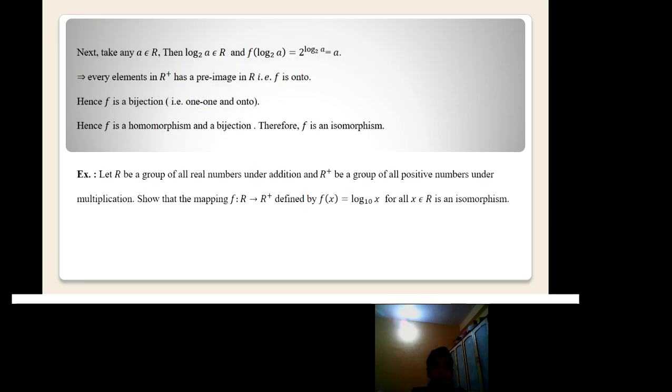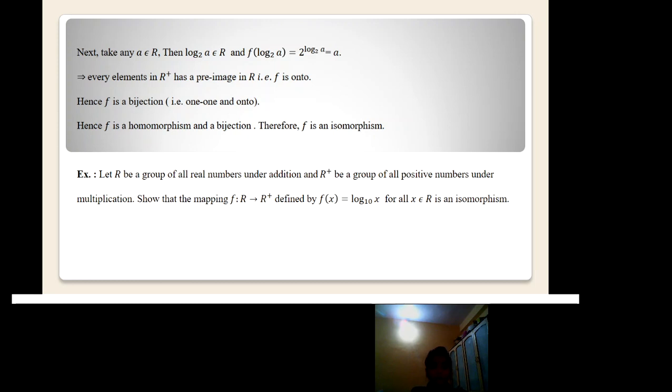Next, take any a belongs to R+, then log a to the base 2 belongs to R, and f(log a to the base 2) = 2^(log a to the base 2) = a. Every element in R+ has a pre-image in R, that is f is onto. Hence f is a bijection, that is a one-one and onto function.